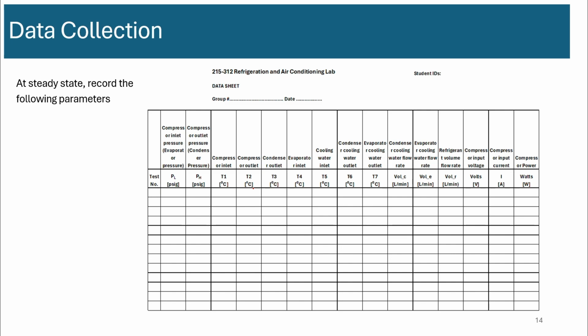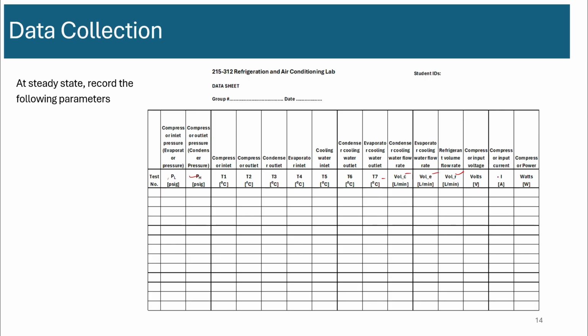Okay, now what is the data that you have to collect? Of course, the two pressure sensors, right? And the 7 temperature values, the 3 flow rates: refrigerant flow rate, and the 2 water flow rates.